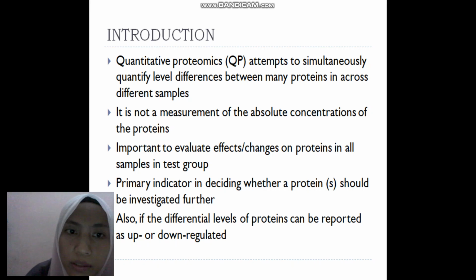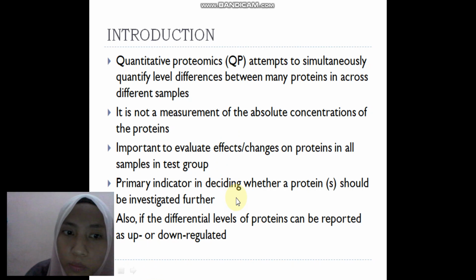However, it is not a measurement of the absolute concentration of the proteins. All of these methods have their own drawbacks, so you need to know which method is suitable for your protein. It is important to evaluate effects and changes in proteins in all samples and test groups, because sometimes phosphorylation also gives an effect in quantitating your proteins.